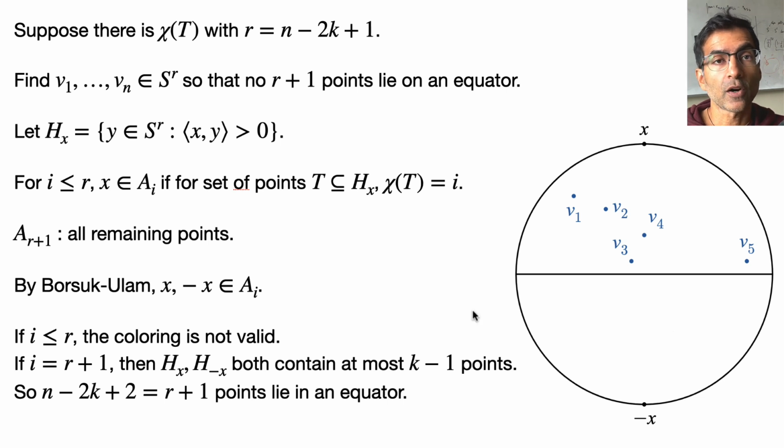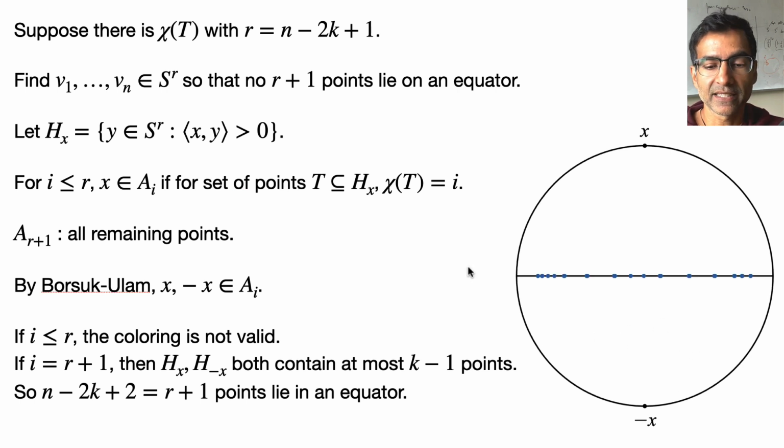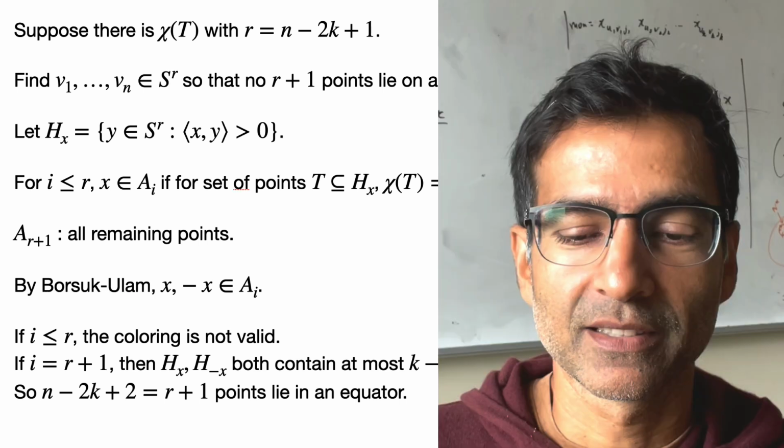If i is equal to r plus 1, that means that there is no k-tuple in h of x and no k-tuple in h of minus x. But then there must be at least n minus 2k plus 2 points lying on the equator. And that's r plus 1 points that lie on the equator. That contradicts our choice, that contradicts our placement of the points on the sphere.